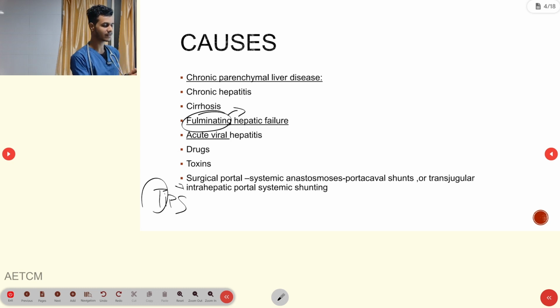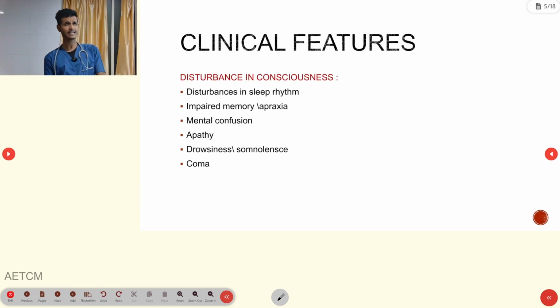This is a surgical procedure we mainly perform in cases of portal hypertension, cirrhosis of liver. So the surgical procedure may also lead to hepatic encephalopathy. Clinical features, the assessment points: first, regarding consciousness, the person will have a disturbance in the sleep rhythm, impaired memory or apraxia, mental confusion, apathy, drowsiness, somnolence and then coma. It varies from mild confusion up to coma.